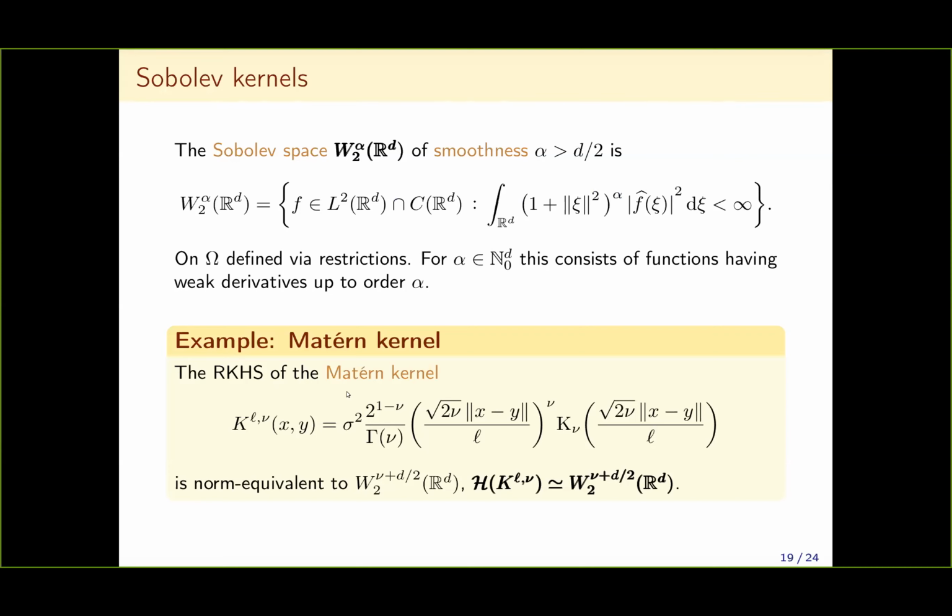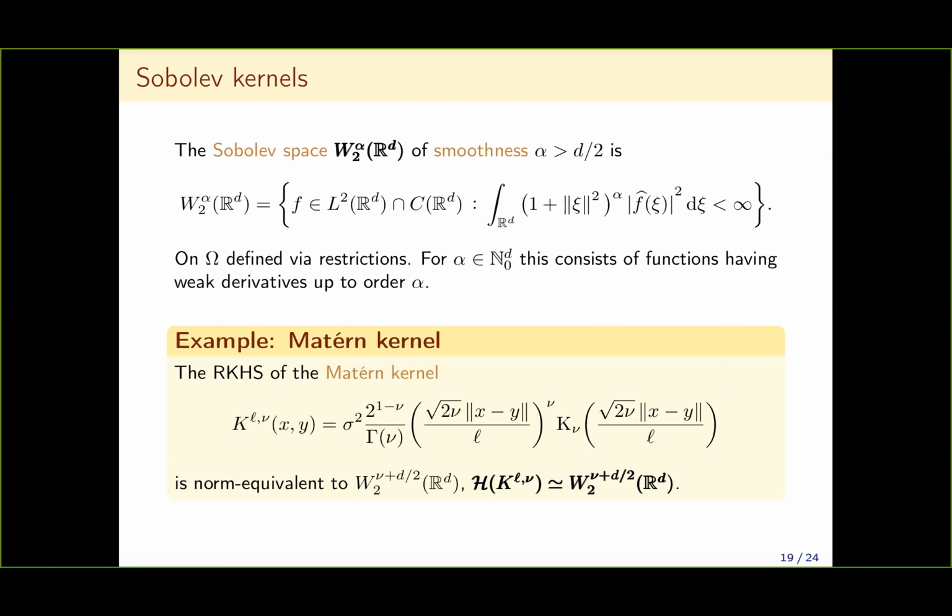And the standard example where Sobolev spaces arise in GP regression and Bayesian quadrature is the Matérn kernel. The RKHS induced by this Matérn kernel has a norm equivalent to a certain Sobolev space, whose smoothness is d over 2 larger than the smoothness parameter of the Matérn kernel. And norm equivalence means that these spaces are equal as sets, and their norms are equivalent.